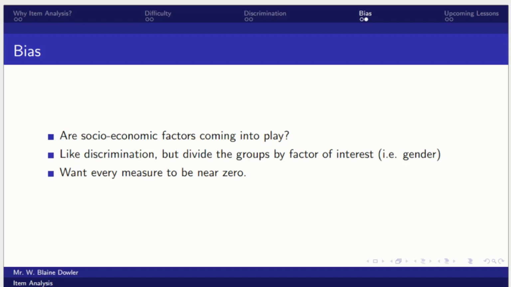Now, ideally, we want these measures to be 0. If you find that male or female students outperform the other group, well, then you have to ask yourself, is there a bias in the question? Or even worse, was there a bias in the instruction that prepared the students to write the test that had this question?